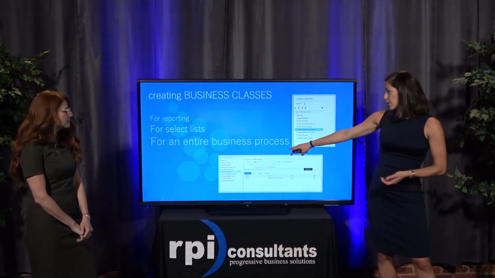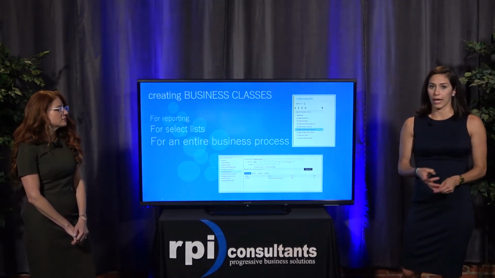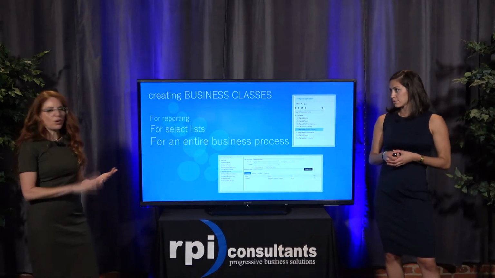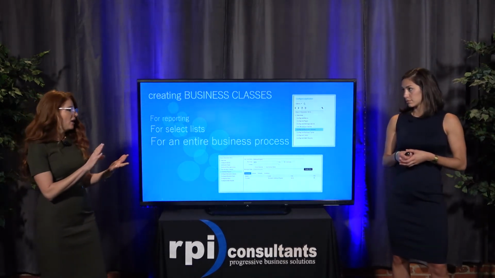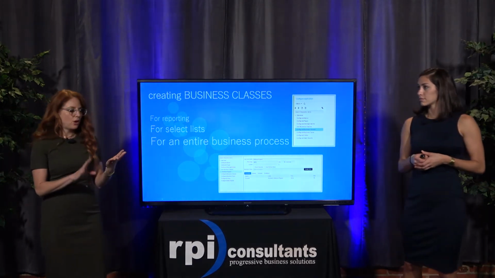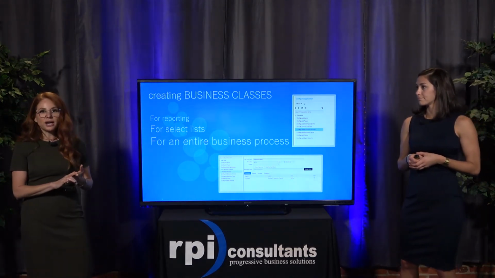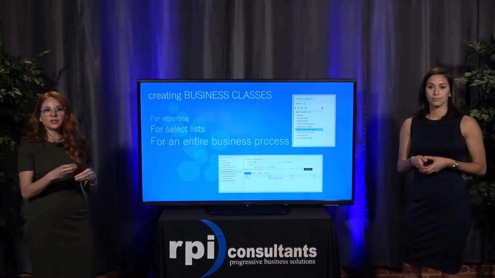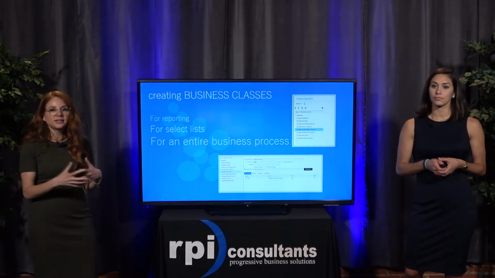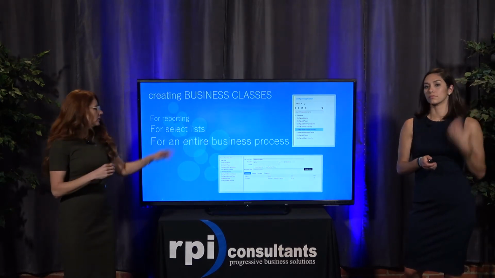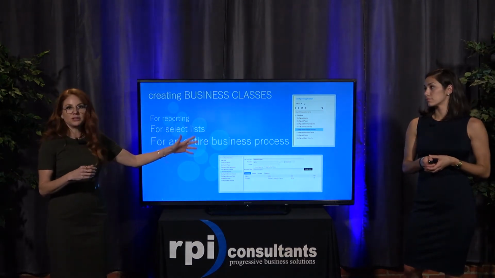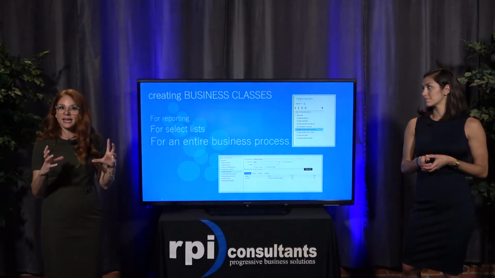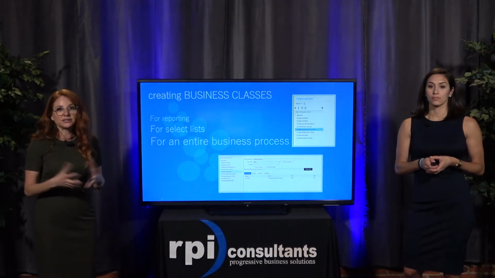For an entire business process, this is kind of like that wellness program again. Say they get points for walking 10,000 steps a day, or they do lunch and learns, or they get their flu shot. There are multiple things that they can start earning points or dollars or credits for in their wellness program. You can create each of those as different fields essentially in your business class and start tracking those. And now you've got your own custom module essentially.